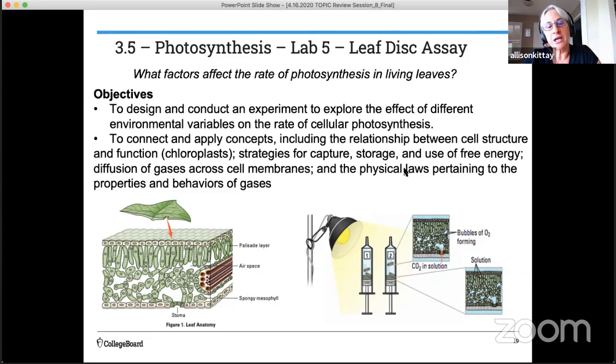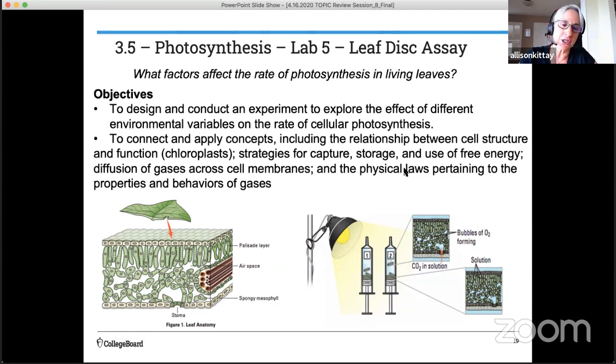And then you're going to connect and apply many concepts, including the relationship between cell structure and function, like we just saw in the chloroplast, and the idea of those membrane systems and compartmentalization. We're also going to try to connect the concepts of strategies for capture, storage, and use of free energy, and then also diffusion of gases across cell membranes. And the gases, of course, are carbon dioxide and oxygen, and the physical laws pertaining to the properties and behaviors of those 2 gases.